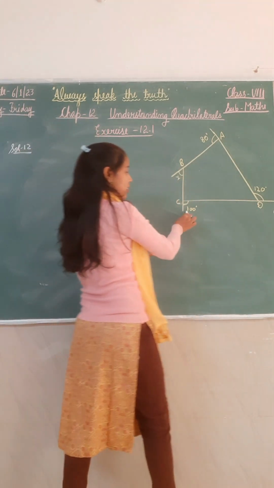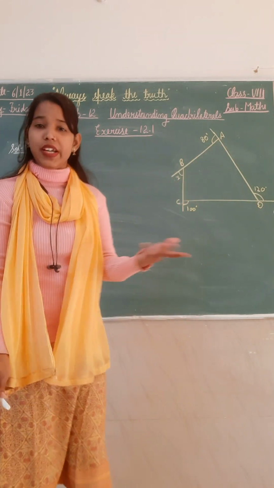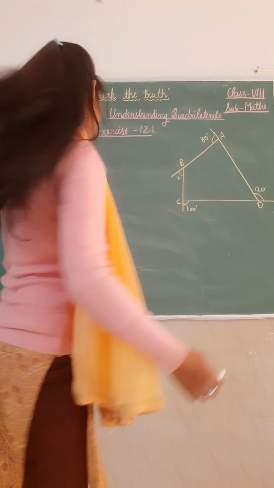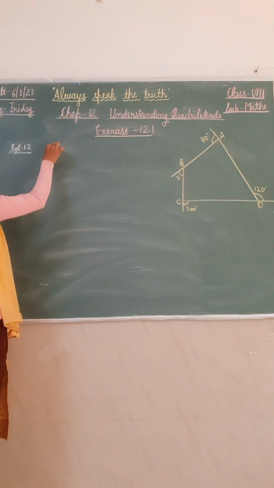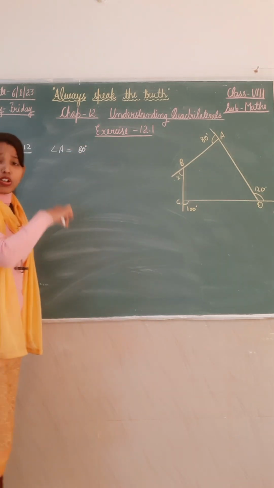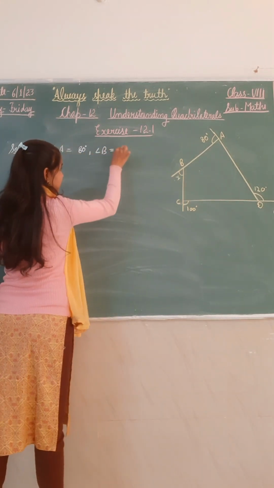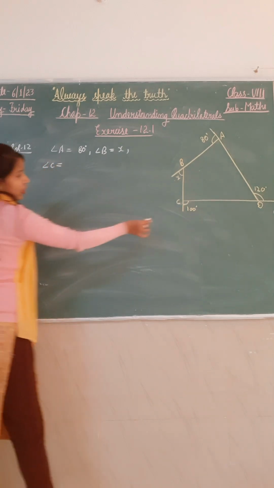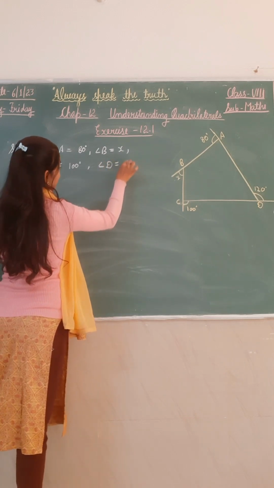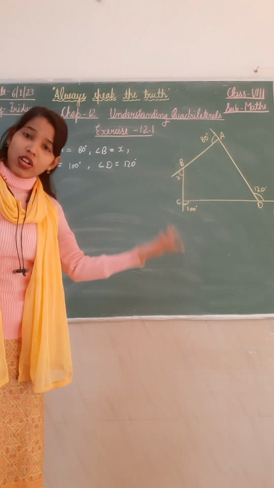Okay? So we will add 100 degrees plus 120 degrees plus 80 degrees plus x equal to 360, and then by transposing we can easily find out the value of x. Okay, so write down the solution here. Angle A is given. Angle A is 80 degrees. These all are the exterior angles. Okay, so angle B is x. Angle C is 100 degrees, and angle D is 120 degrees. So write down the formula first of all, that the sum of measures of all exterior angles is equal to 360 degrees.